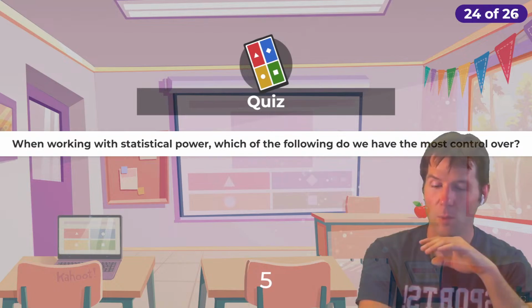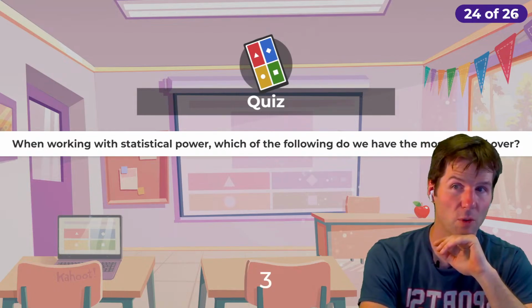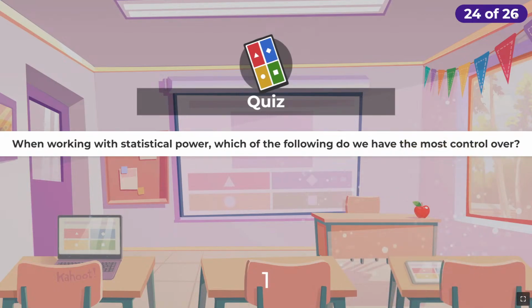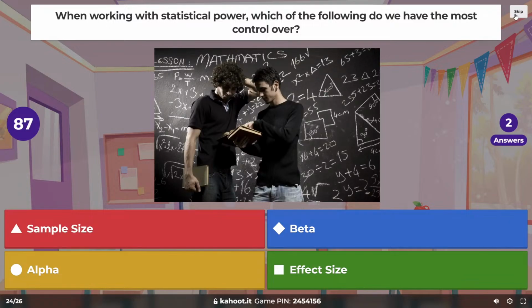3 more questions. When working with statistical power, which of the following do we have the most control over? There are 3 things that go into statistical power. A lot of them we do not control directly. Which of the following do we have the most control over? And I think there's 2 right answers.